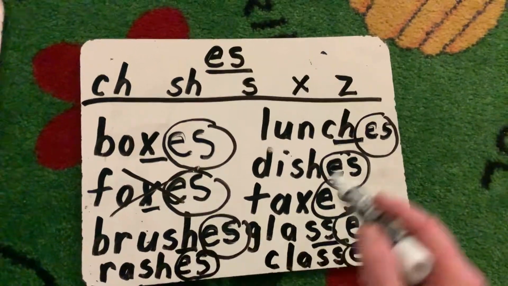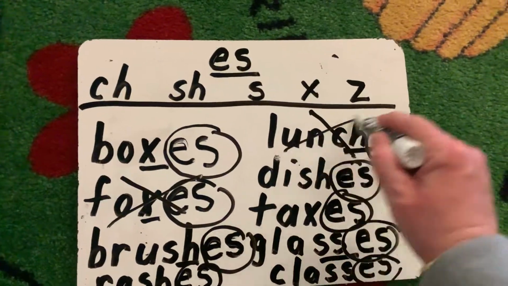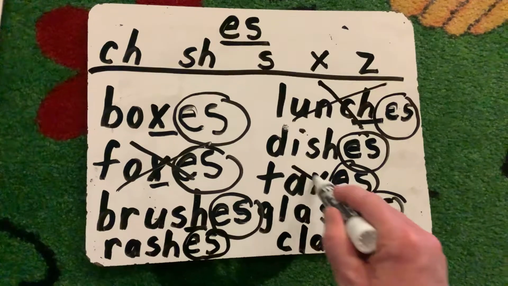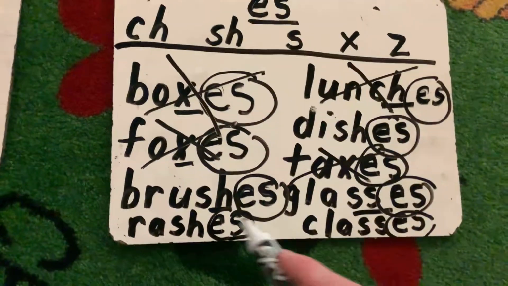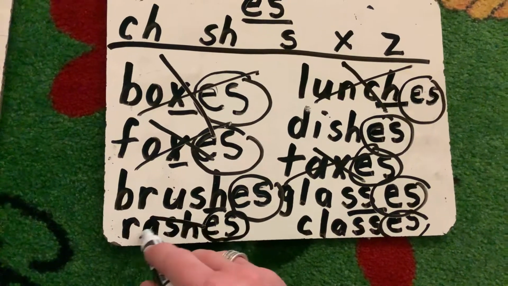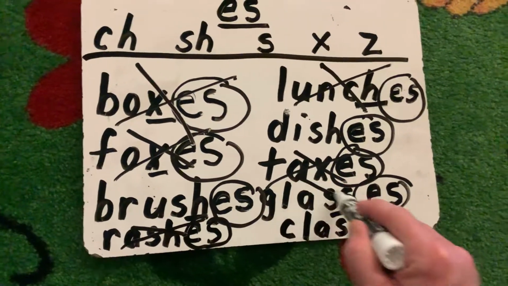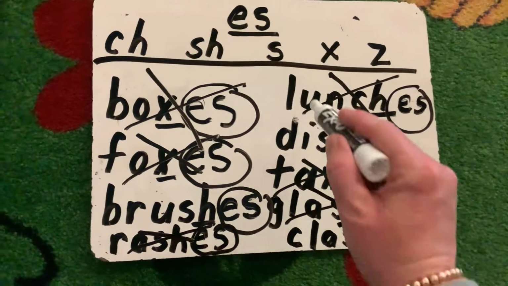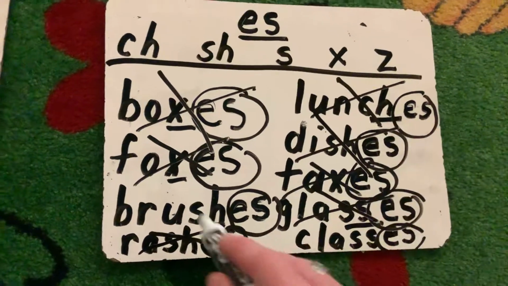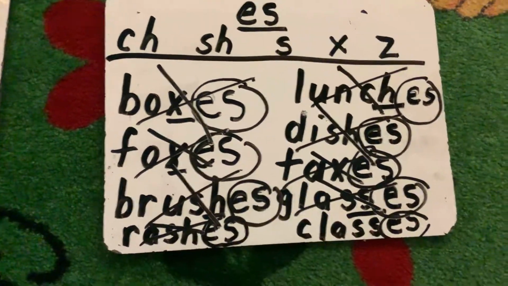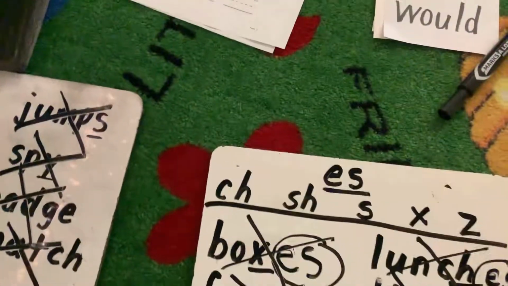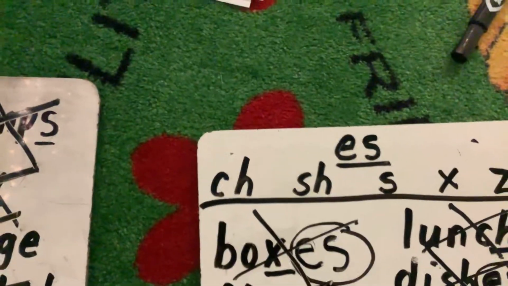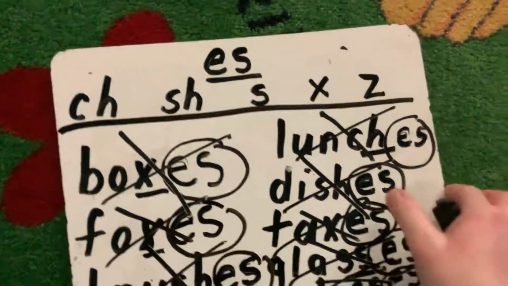Foxes, lunches, taxes, boxes, rashes, glasses, dishes, brushes, classes. Good. All right, we are ready to get our paper out to do our writing.